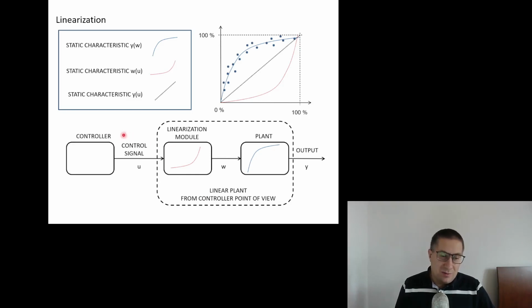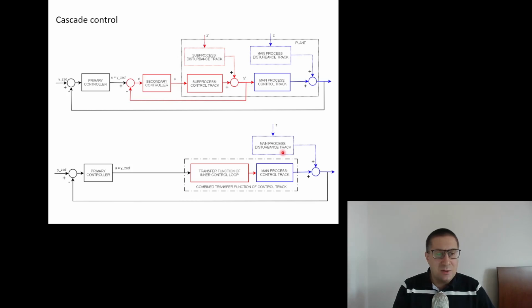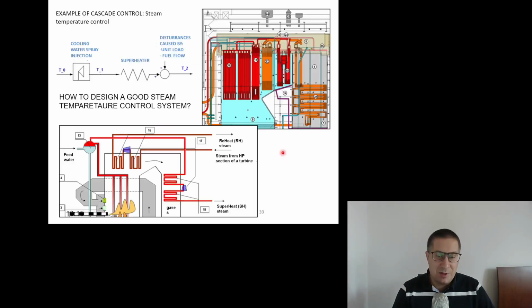Of course, I will talk about the cascade control. The inner control loops also make the linearization of the plant. Let's take a look at the cascade control in order to discuss this topic. So let's start from the example. I think it would be the easiest way to explain the cascade control. Also a standard approach in the control system.